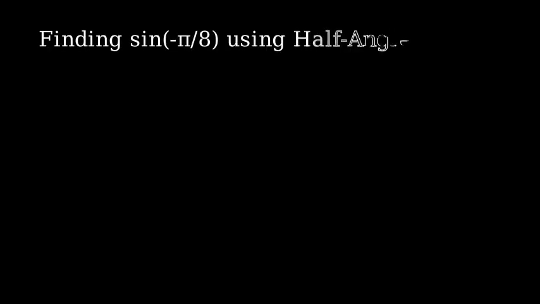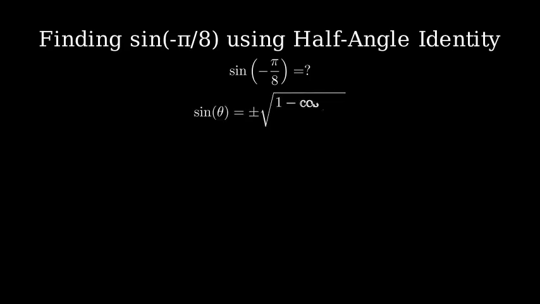Let's solve for the exact value of sine of negative pi over 8 using the half-angle identity. First, let's recall the half-angle identity for sine. The sine of an angle theta equals plus or minus the square root of quantity 1 minus cosine of 2 theta, all divided by 2.